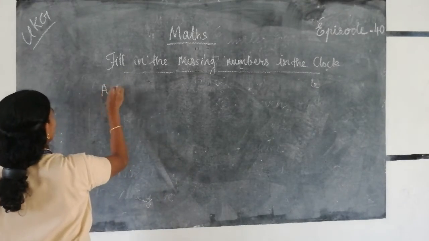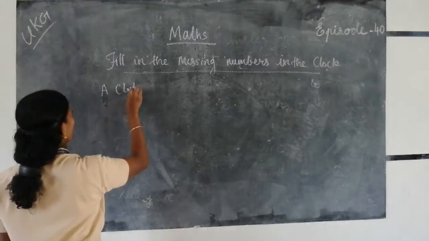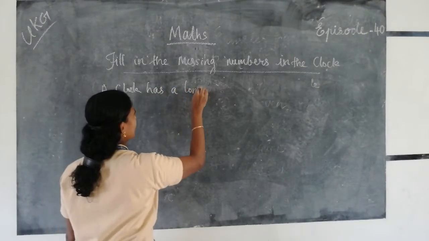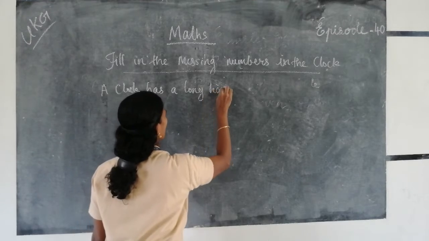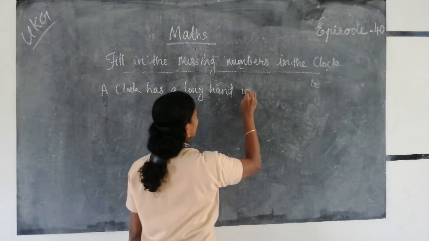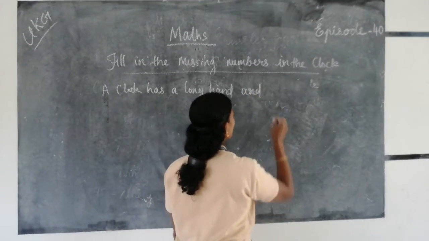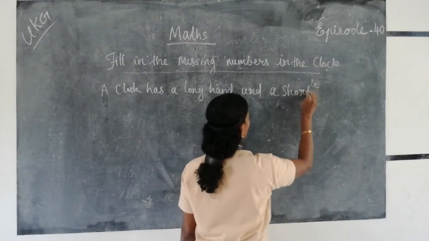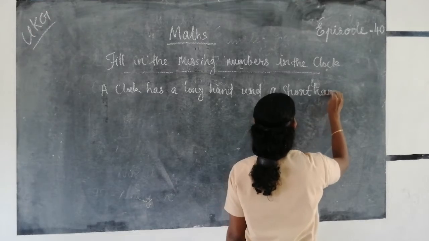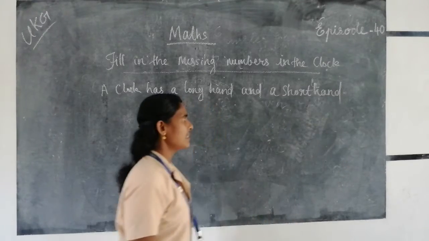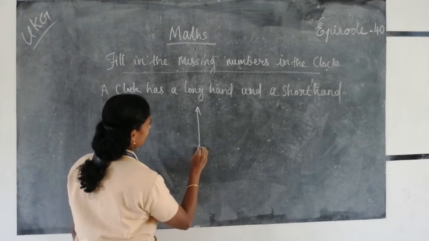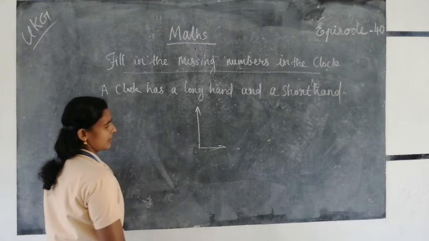A clock has a long hand and a short hand. The short hand tells the time.